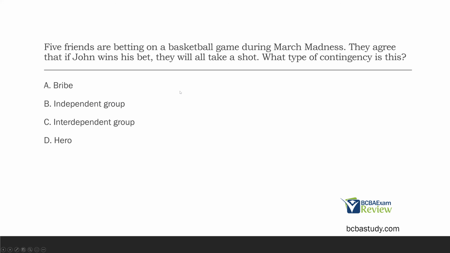Independent, of course, right, would be all 5 friends would be worried about their own individual bets. Okay, they're not worried about the other people in the group. Interdependent would say all 5 friends must win their bets. And then the hero or the dependent says John must win his bet. Okay, so make sure you understand that distinction. So what type of contingency are we looking at here? Of course, is going to be D, hero.